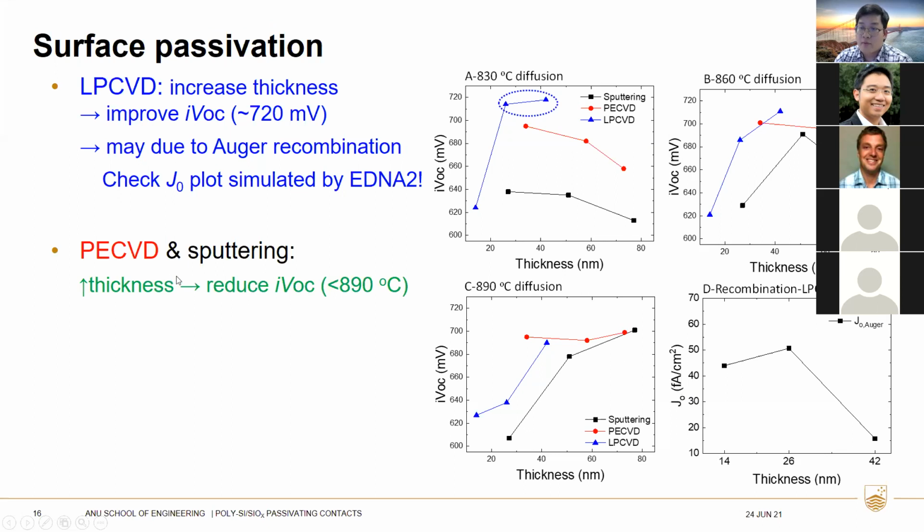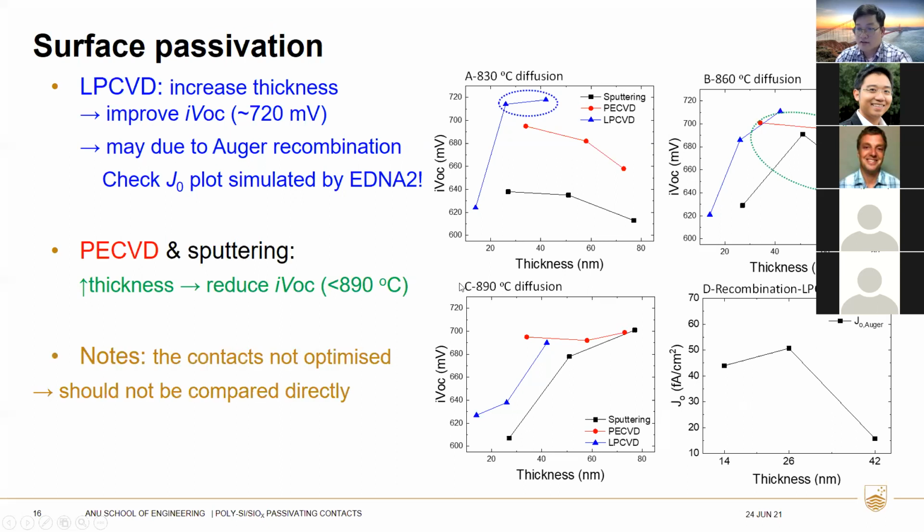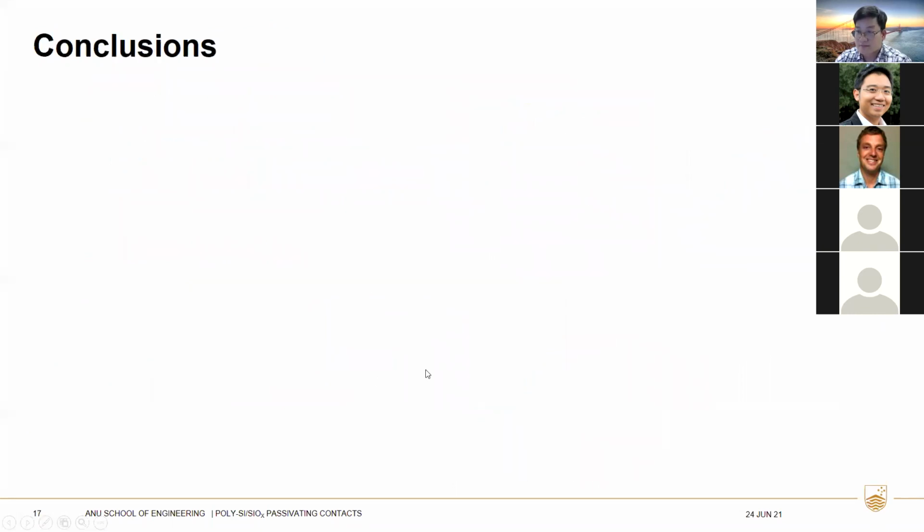Okay, for PECVD and sputtering, increasing the thickness shows a reduction in iVoc for the samples with diffusion below 890 degrees. For the 890 degree diffusion, the trend is reversed. So we note here that the contacts have not been optimized yet, so we should not compare them directly, and the optimization should be done independently for each technique.